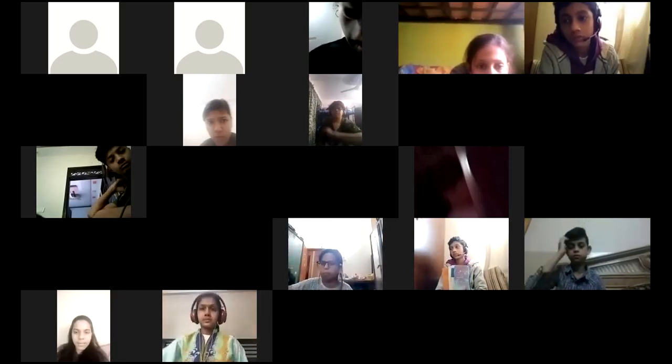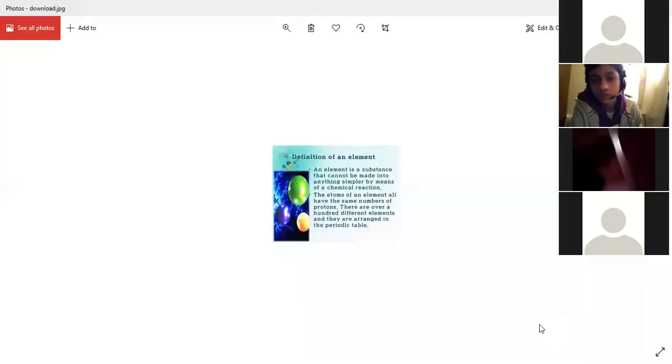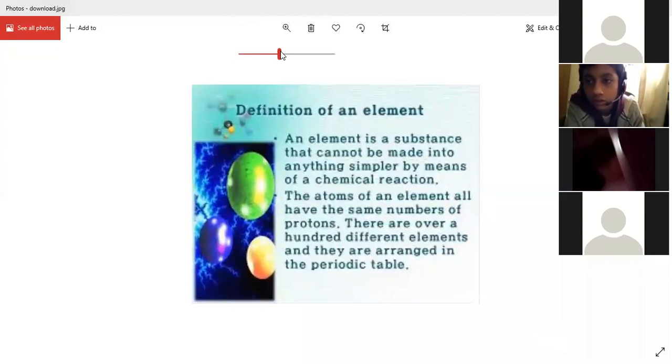So over here they are again showing us a definition with some characteristics written of an element, that an element is a substance that cannot be made into anything simpler by means of a chemical reaction. It means that even if you put any chemical reaction into it, you can still not identify and you can still not separate it. Why it cannot be separated? Why it cannot be broken down further? Because it is already made up of one type of an atom, and hence it can never change its characteristics. It can never change its physical or chemical properties.